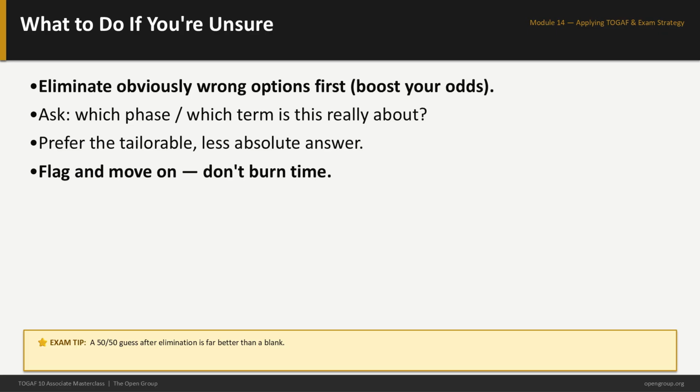When still torn, prefer the more tailorable, less absolute option, per our red flag rule. And if it's still unclear, flag it and move on. Don't pour minutes into one stubborn question. Remember, a 50-50 guess after elimination is vastly better than a blank, because there's no penalty for being wrong. Make every question earn at least your best guess.